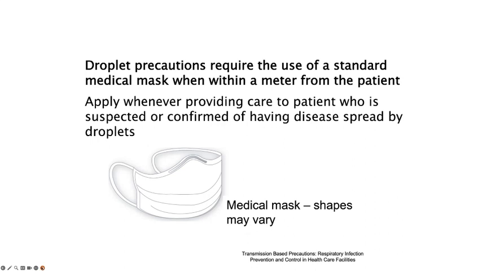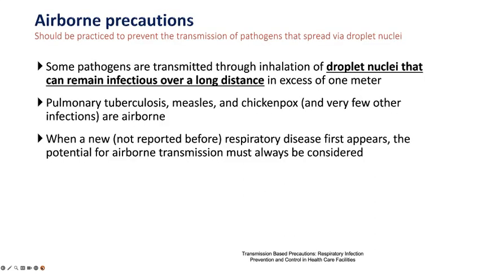which I'll mention next. So airborne precautions are practiced to prevent the transmission of pathogens that spread through so-called droplet nuclei. So the infective particles are much smaller and they can stay suspended in the air. And therefore, these pathogens can remain infectious over a long distance in excess of 1 meter. They can stay floating in the air and remain infectious. There are actually not that many infectious diseases that are spread by this route, but TB, as I mentioned, is one of them. Also measles and chickenpox, but very few others are airborne.